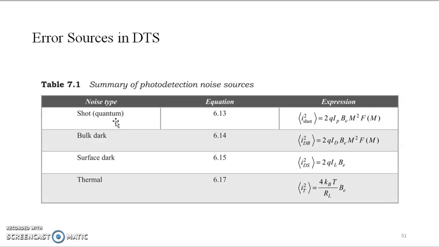M is nothing but the average statistical gain in the case of an avalanche photodiode, and F(M) is the noise figure in the case of an avalanche photodiode. F(M) changes if the material changes in the avalanche photodiode. And I squared shot is the mean square signal current, and q is the charge, and it changes based on the variance we have in this case.